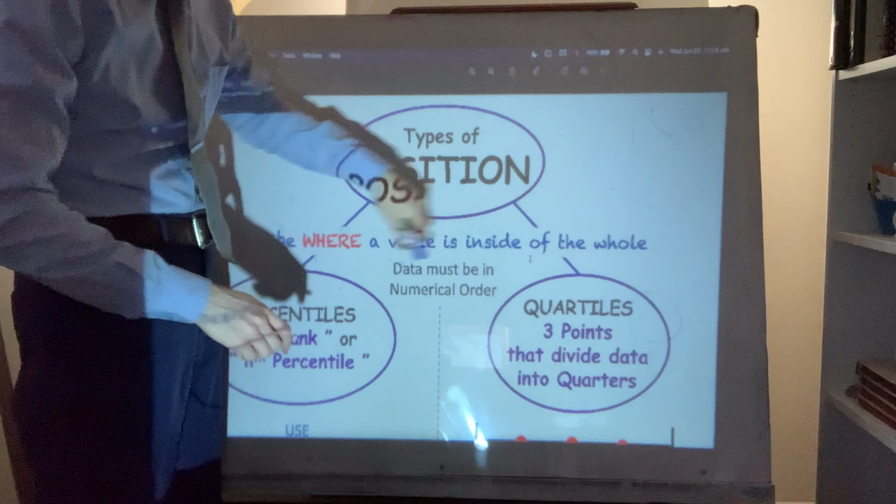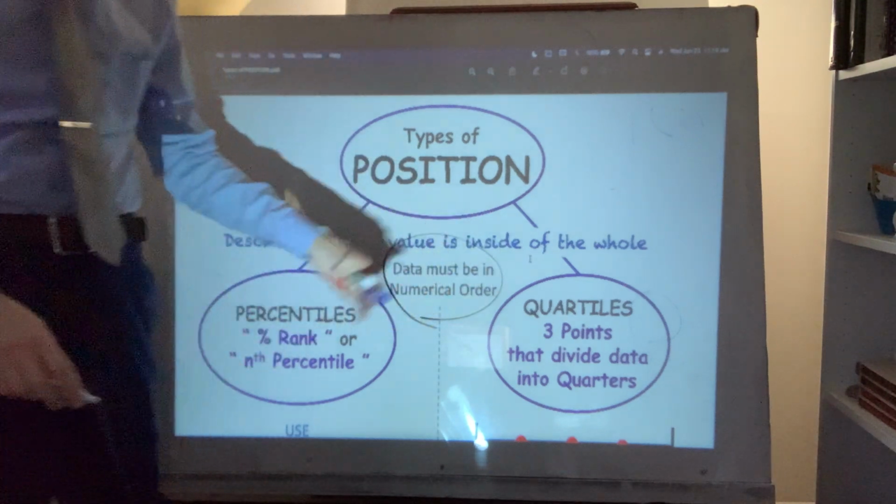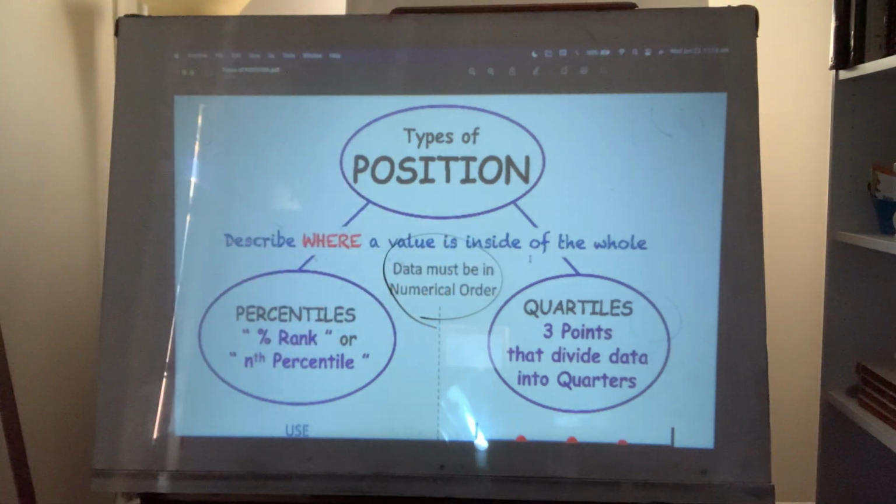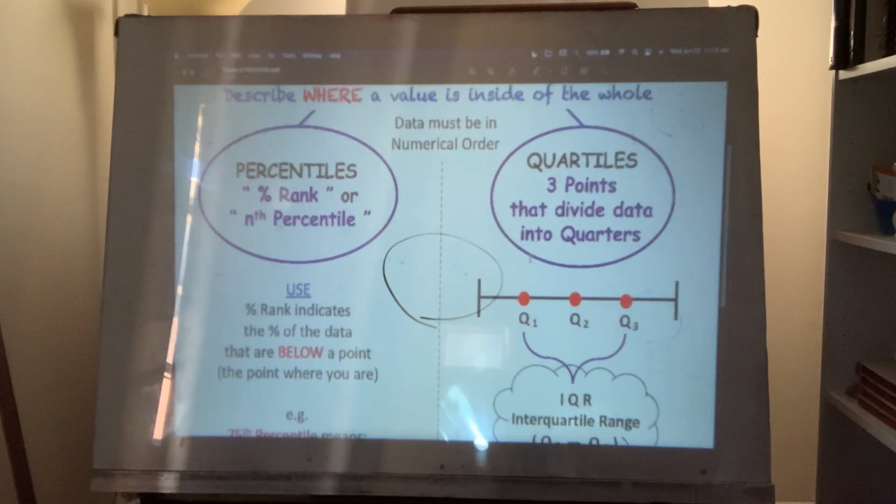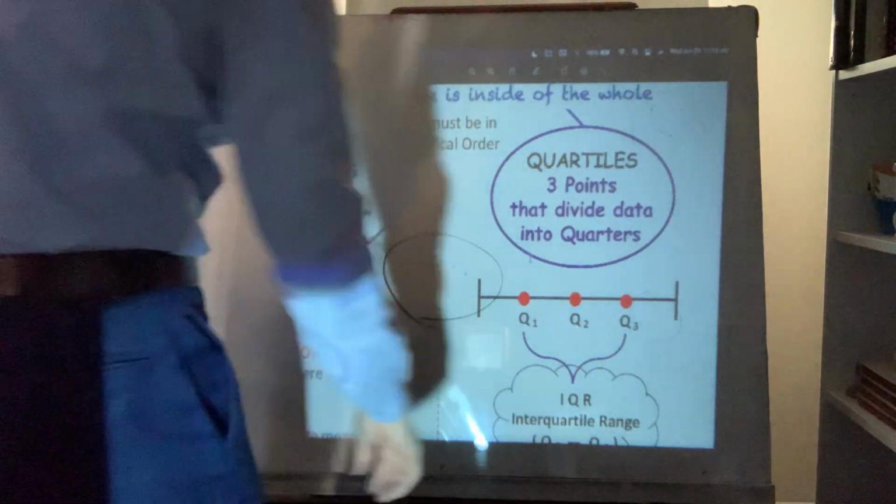The data must be in numerical order. Always put your data in numerical order. There's percentile rank, and then there's quartiles.